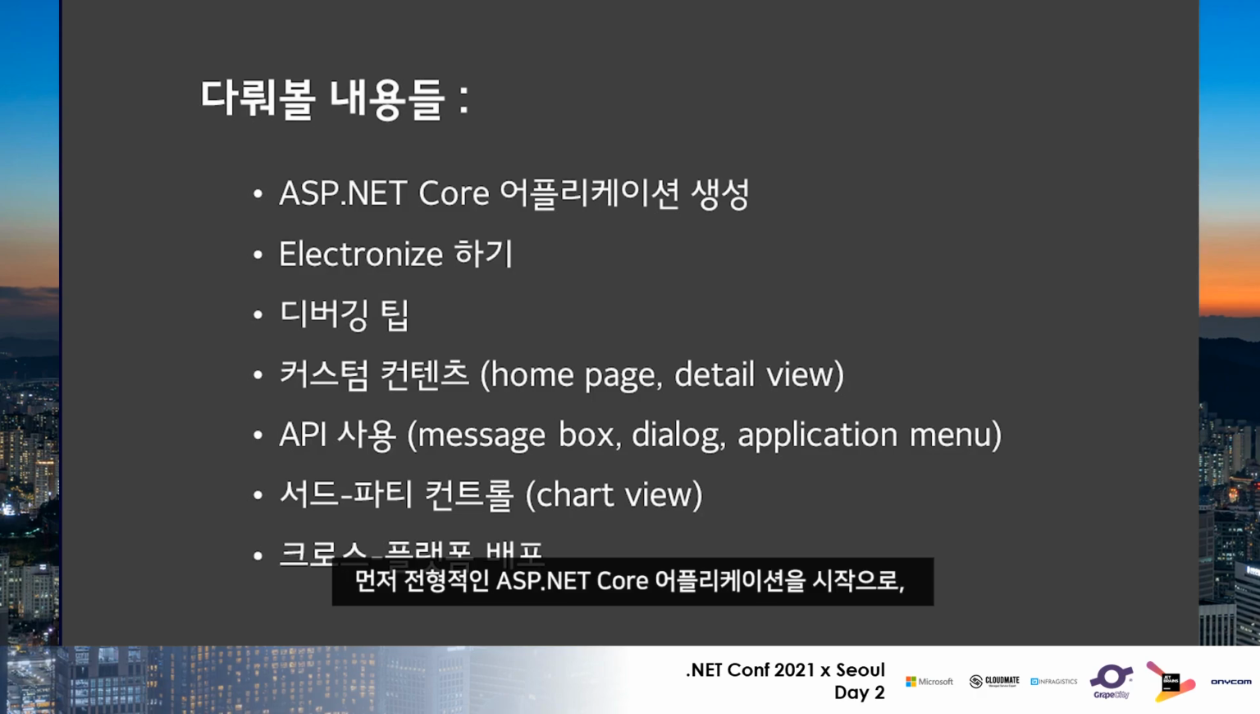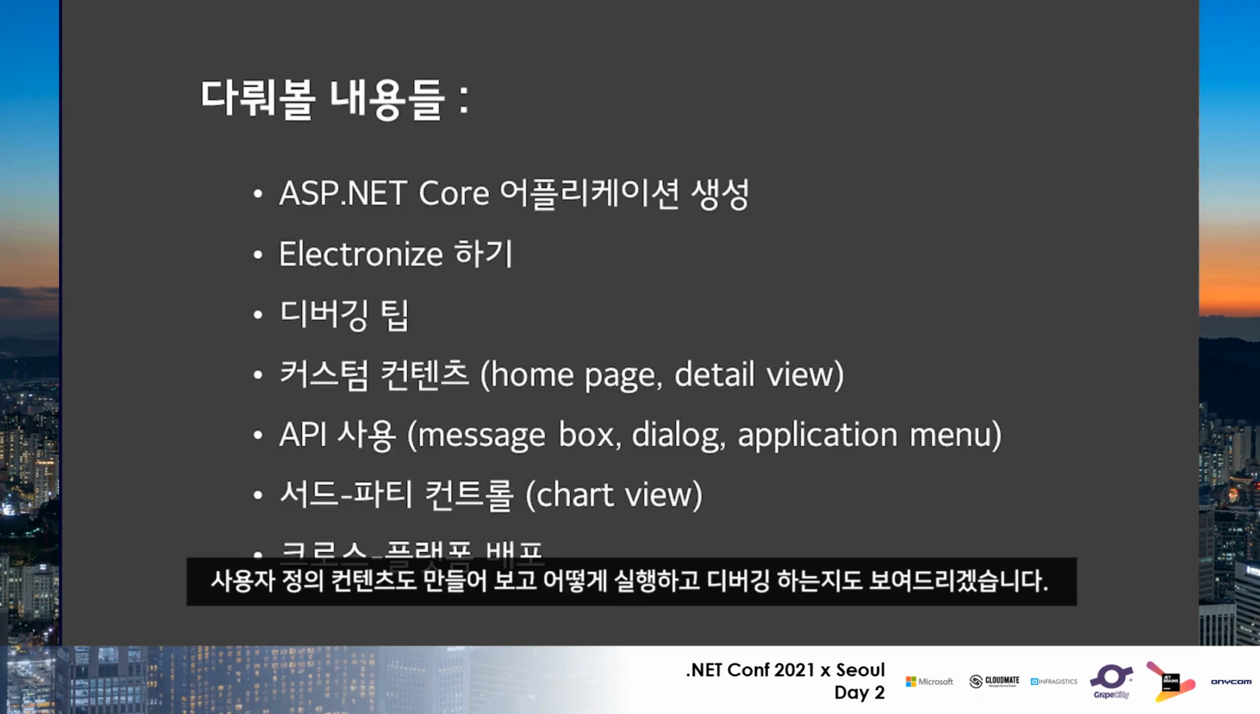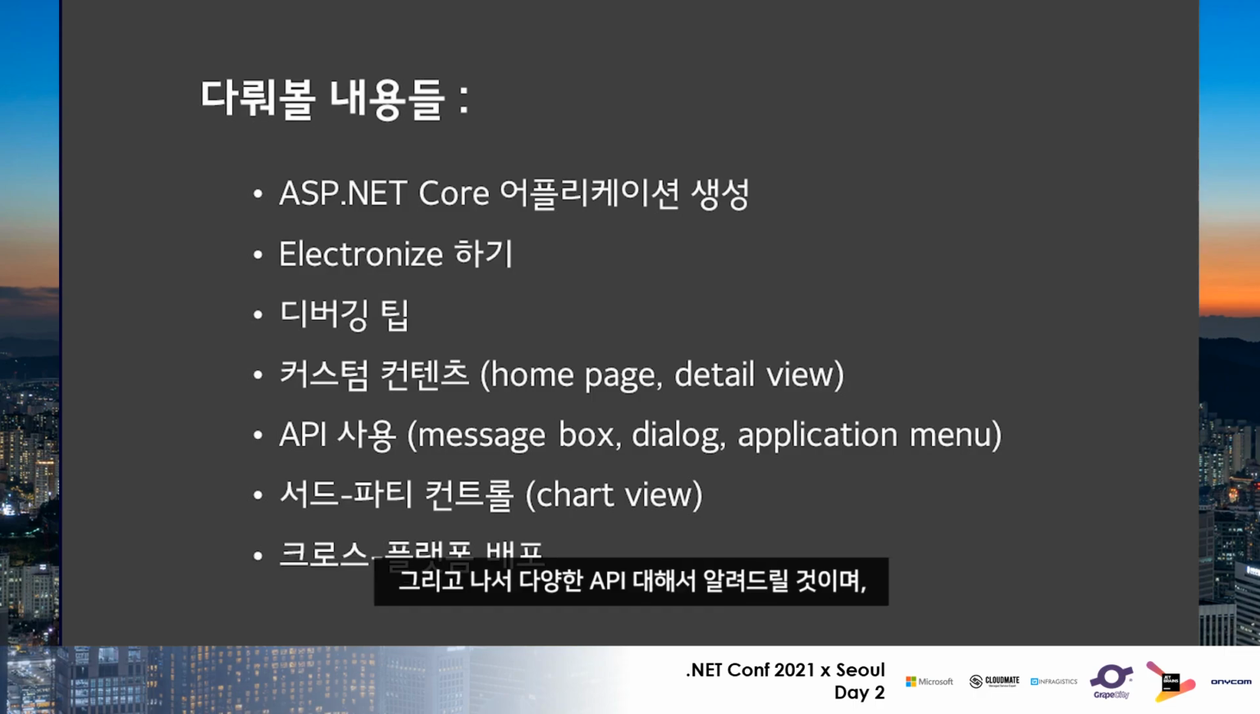So what we're going to run through, hopefully I get all this in, is start with a plain vanilla ASP.NET Core application and show you how to add Electron.NET components to it. We'll create some custom content and we'll show how launching and debugging works. Then we'll dive into the various APIs. So we could have native message boxes, file save dialogues, and custom application menus. And lastly, we'll integrate a third-party control, a chart, into our application and briefly touch on cross-platform deployment.